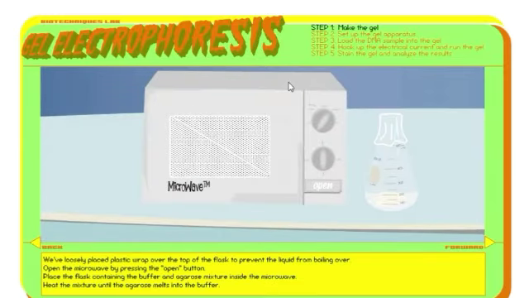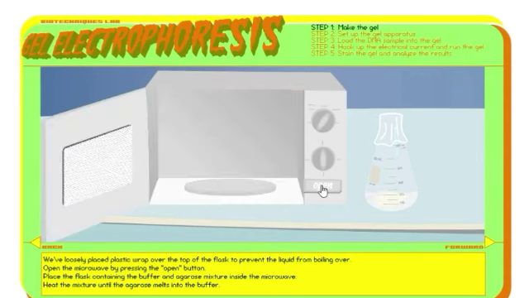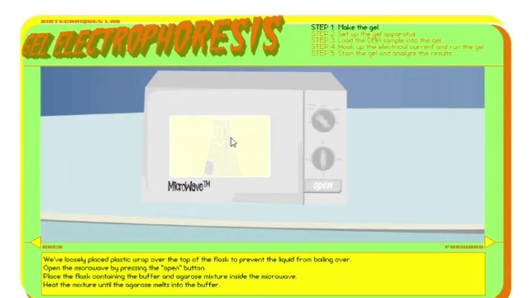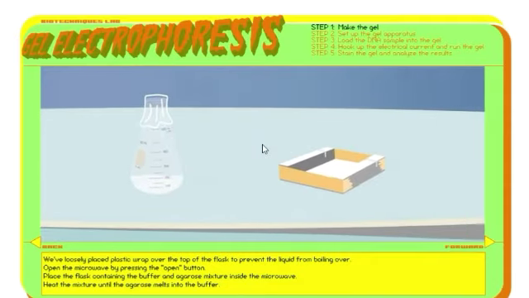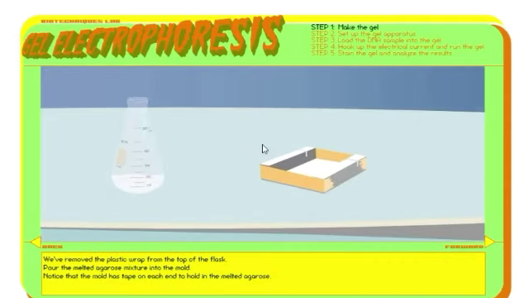And now we have to place plastic wrap over the top of the flask to prevent the liquid from boiling over. Then open the microwave and put the flask inside. Then we heat the mixture until the agarose melts into the buffer. Then we let it out. Then at this point, we have to remove the plastic wrap from the top of the flask and pour the melted agarose mixture into the mold.